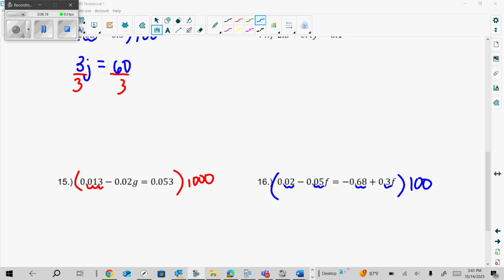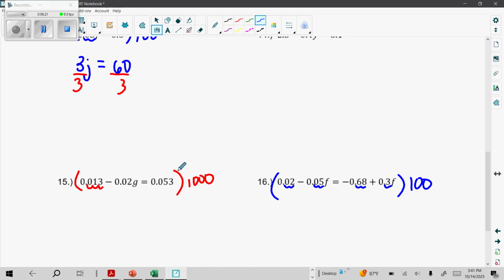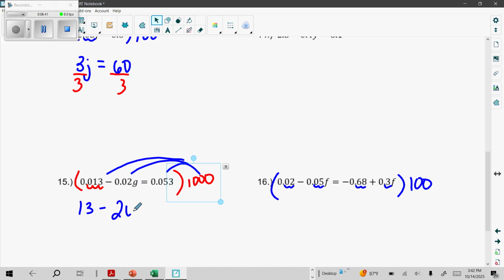Okay, so let's just talk about distributing the 1,000. Oops, my pen not working. Oh, okay, wrong color, but it's gonna have to work. So basically, you can use your calculator and multiply. We're just moving the decimal 3 places, 3 zeros, 3 places to the right. So this is gonna be 13 minus 20g, because it'll be 1, 2, and then another one, equals 53.